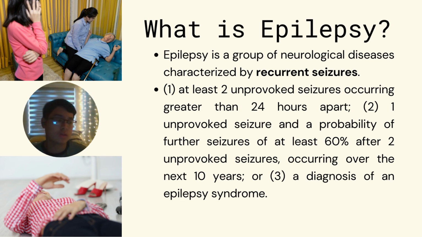So a patient is considered to have an epilepsy if they have at least two unprovoked seizures occurring greater than 24 hours apart, or if they have one unprovoked seizure and a probability of further seizures of at least 60% after two unprovoked seizures occurring over the next 10 years. And lastly, if we have a diagnosis of epilepsy syndrome.